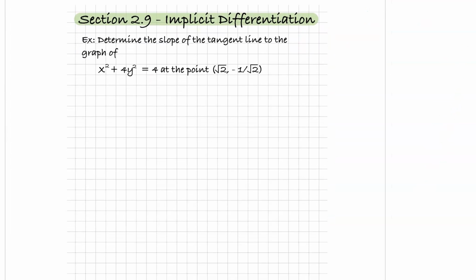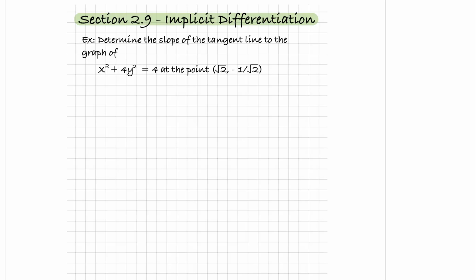Determine the slope of the tangent line to the graph of x squared plus 4y squared equal to 4 at the point. So this one is going to take our implicit differentiation and step it up. Now we're going to do more beyond the basics of the steps. We're going to apply what we know about implicit differentiation in order to get the slope of a tangent line. And so let's see what we can do here.